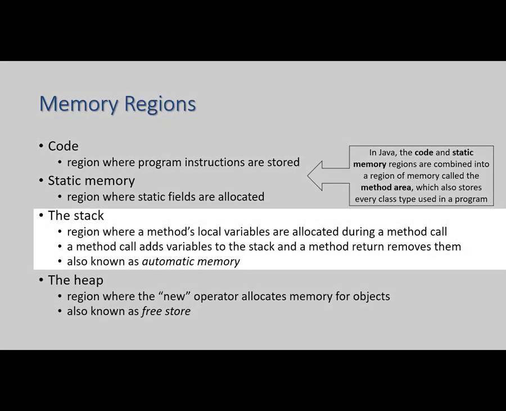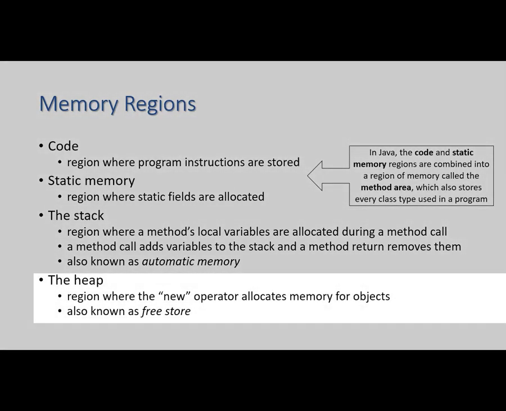The region where a method's local variables are allocated during a method call is known as the stack. A method call adds local variables to the stack and removes them, like adding and removing dishes from a pile, hence the term stack. Because this memory is automatically allocated and deallocated, it is also called automatic memory.